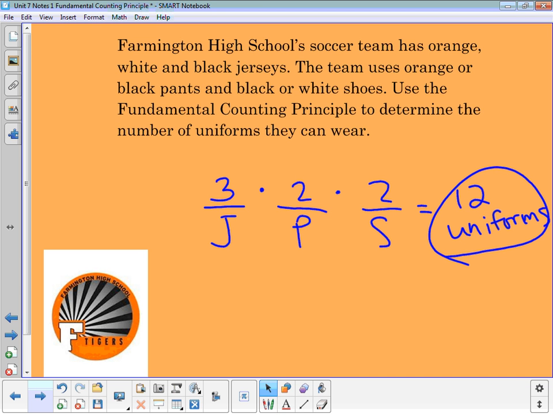Okay. Why don't you go ahead and pause the video at this point and see if you can figure out how many options there are in number 3.